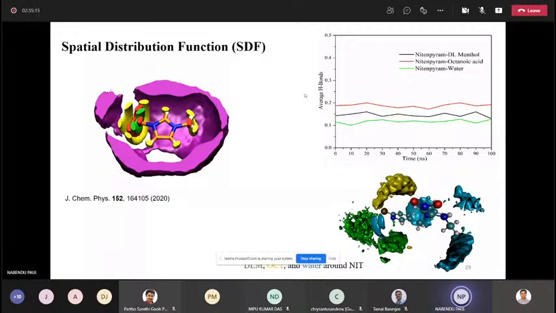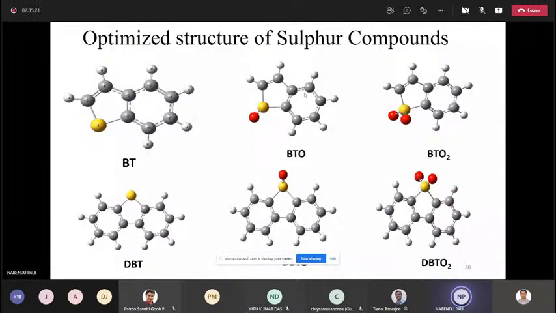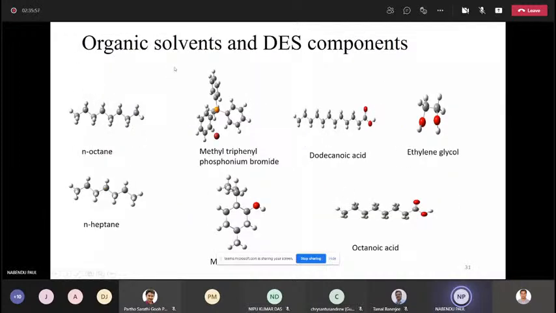Let's move forward. Let us come to the third objective. Here we are using MD and quantum chemical study for separation of sulfur compounds, mainly organosulfur compounds, from fuel oils with the help of deep eutectic solvent. So here are 6 sulfur compounds that we have optimized: benzothiophene, benzothiophene oxide, benzothiophene dioxide, and dibenzothiophene, dibenzothiophene oxide, dibenzothiophene dioxide. The DES components that we have used in this particular study are this one.